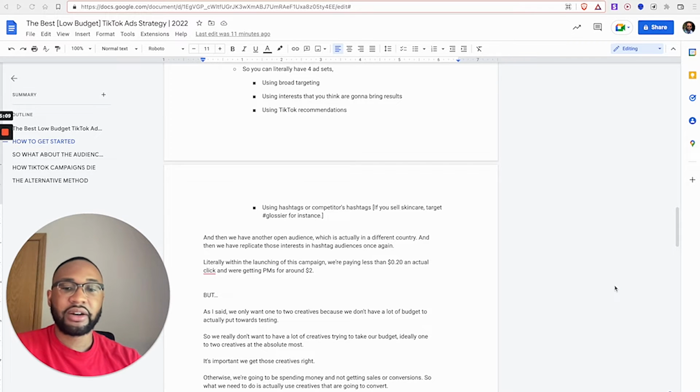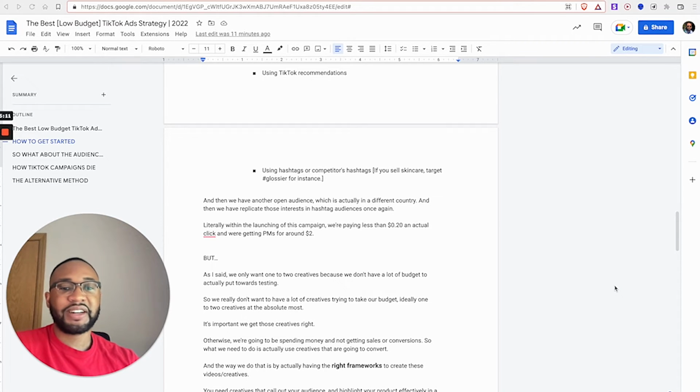It's important that we get all these creatives right. If we're going to be spending all the money and getting no sales or conversions, that's not going to be really beneficial. So what we need to do is use the right creatives that are going to convert. That's typically where we go through our creative vetting process, making sure we find the person who has the absolute right feel and look for your particular brand.